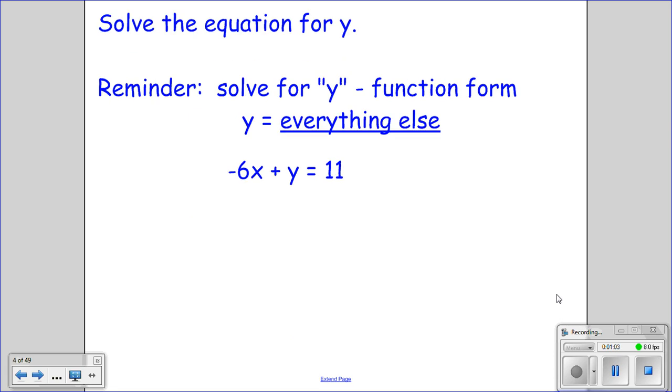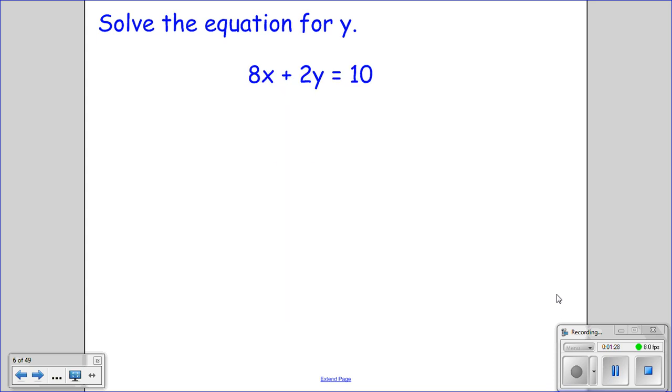Let us now solve the equation for y. Remember that when you solve for y, that is function form. That is y equals everything else, moved to the other side. Our equation negative 6x plus y equals 11 becomes y equals 11 plus 6x. Y is on one side, everything else is on the other. This was a pretty easy one to do. The next one takes a couple more steps.